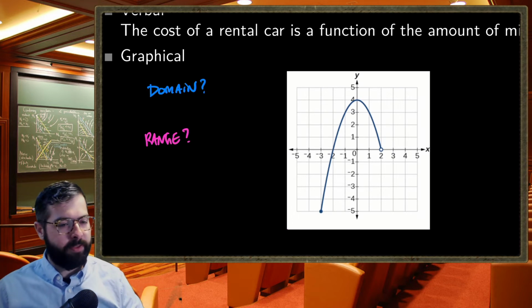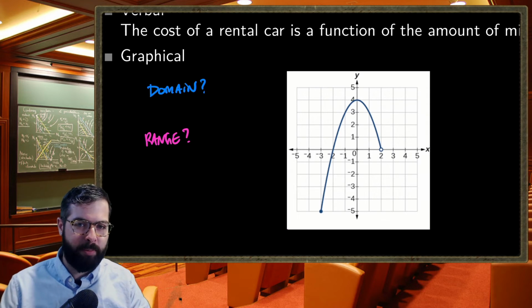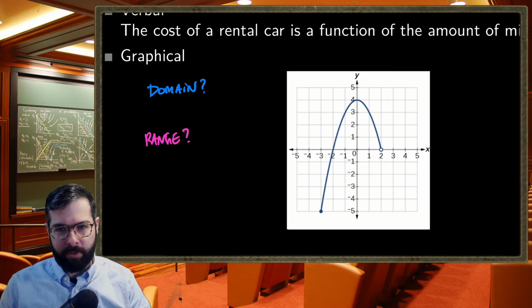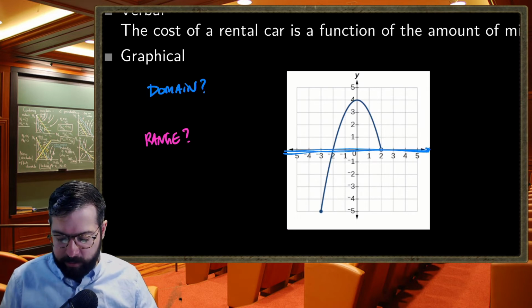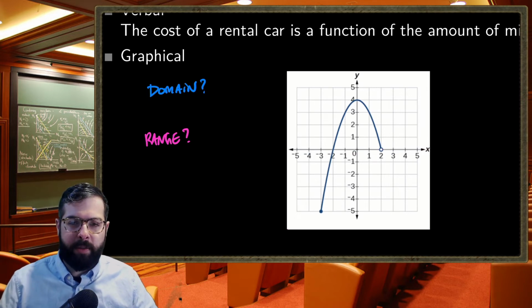So now again, shifting our perspective. What's the set of possible inputs? What's the set of possible outputs? Well, inputs are along the x-axis, right? So what possible inputs are being fed into this rule that's been graphed?